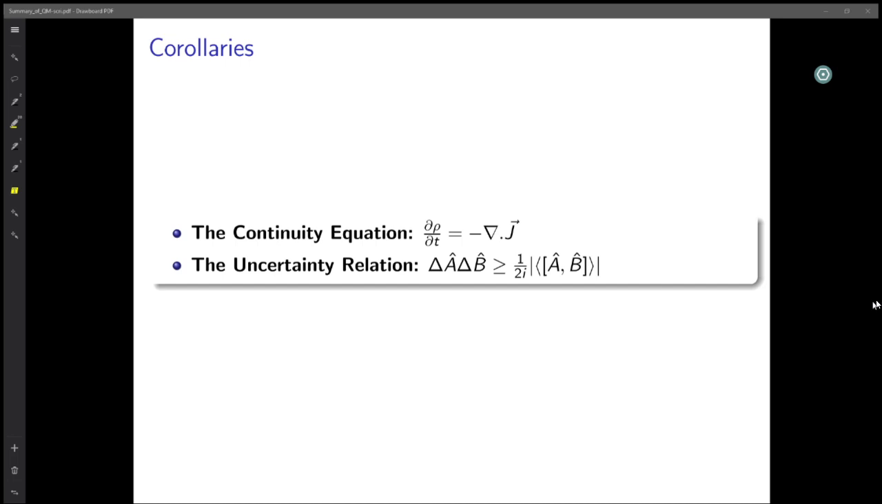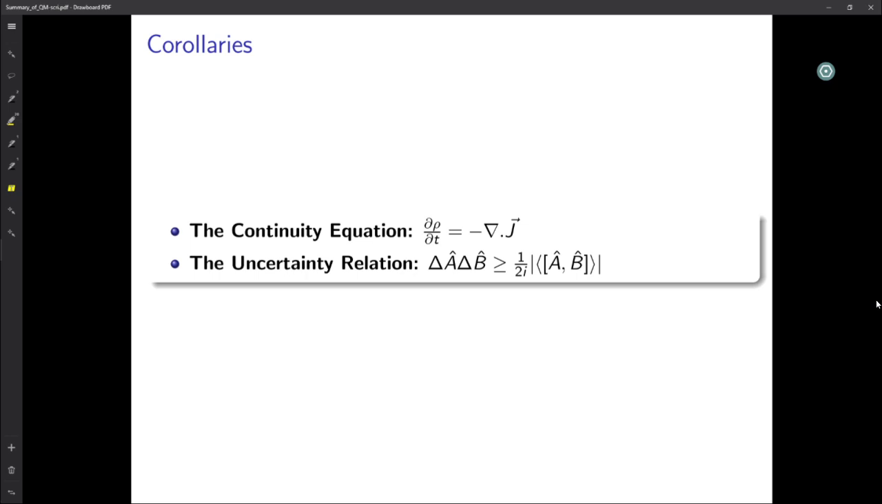So the continuity equation is just a stronger form of probability conservation. And the uncertainty relation is basically telling us there's no free lunch in the quantum realm. Let me expand on those statements briefly.